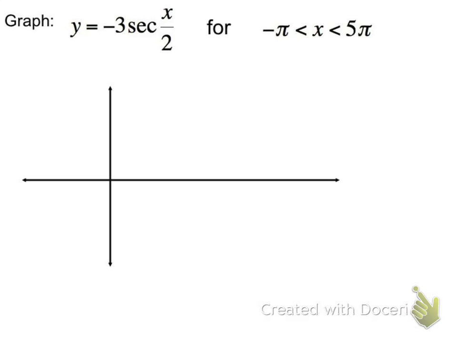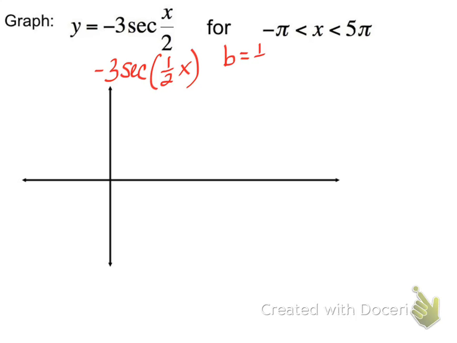Now here's your checkpoint. Oh wait, we're going to do one more secant because this is a common mistake on the quiz, so pay close attention here. This was a common mistake on the quiz when we have x divided by 2 inside of the trig function. So we're going to first start with graphing the cosine function.